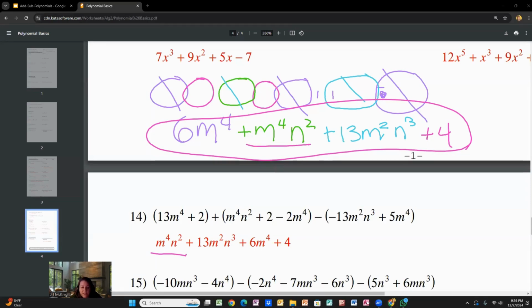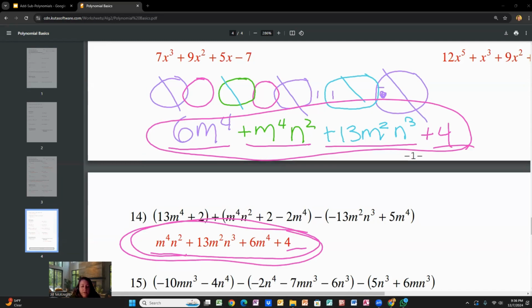And then plus 13m squared n cubed, we have that. That's second because the exponents are 3 and 2, and 3 and 2 is 5. So 4 and 2 make 6, 3 and 2 makes 5, so that comes next. And then the next one is plus 6m to the fourth because the 4 is smaller than 5. And then the constant comes last. We did it right. We just didn't have it in the proper order.